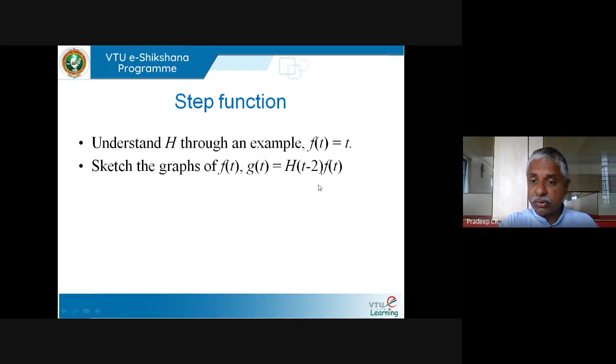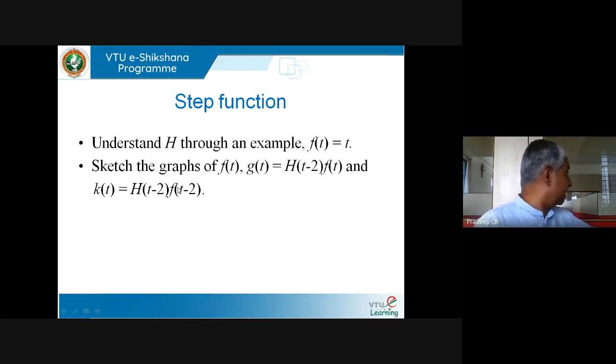One is h(t minus 2). Another is f(t). f(t) in this case happens to be t. You can take any function later. That's different. But right now, for illustrative purposes, I'm taking f(t) equal to t. So let us try to graph h(t minus 2) into f(t). And also, let us try to graph h(t minus 2) into f(t minus 2). So these are the three graphs which I want you to observe carefully. Before I proceed with the lecture, if you want, you can pause this lecture and graph these, write down the graphs of these three functions. It will help you a lot.